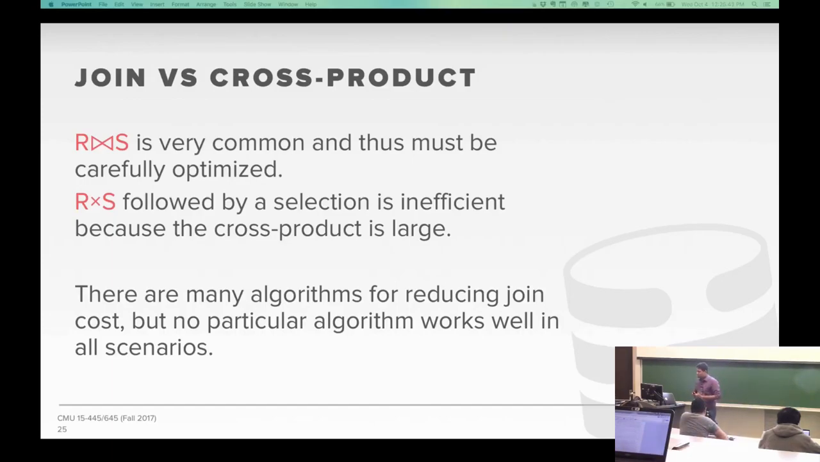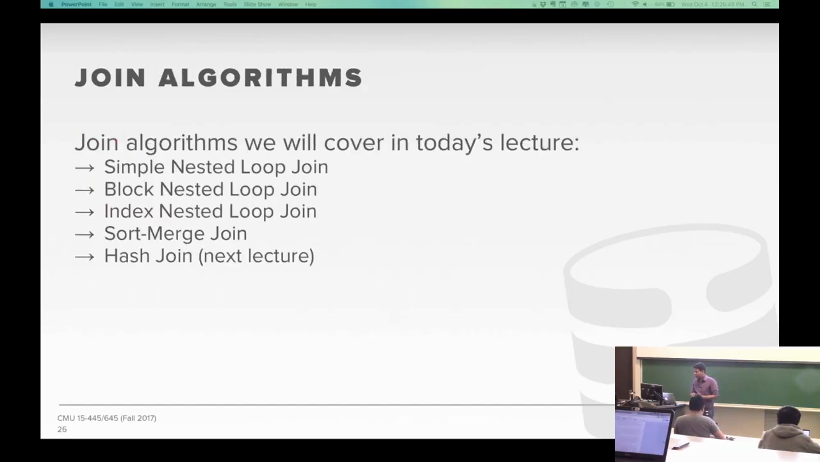So in today's lecture, we'll be covering four join algorithms. The hash join algorithm will be covered in the next lecture by Andy. The first three algorithms are different variants of the nested loop join algorithm: the simple one, the block one, and the index-based one. And then we will also cover the sort merge join algorithm, which is very closely related to the external merge sort algorithm.